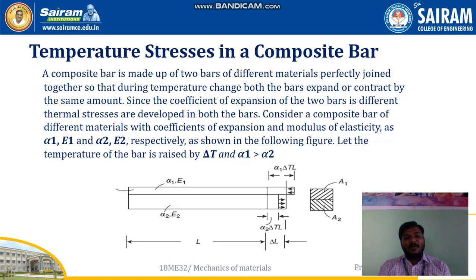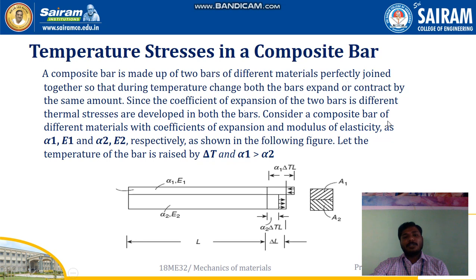Even though the bars are made of two different materials, during the joining process the temperature change in both bars is the same, so expansion or contraction takes place by the same amount. The temperature change is the same in both bars, but the coefficients of expansion of the bars are different, so the thermal stresses developed differ. So now we need to identify the thermal stresses developed in the two bars made of two different materials.